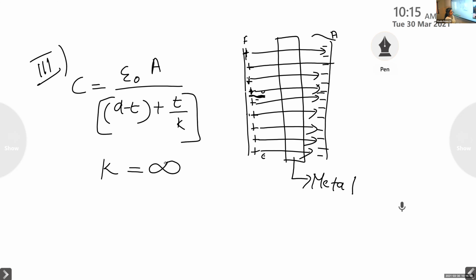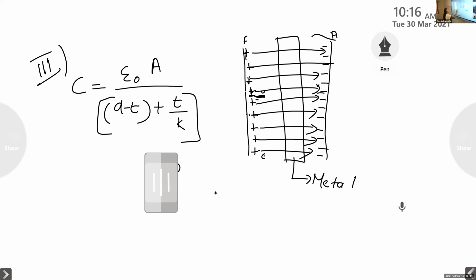Instead of a dielectric, if we are placing a metal, which is a conducting substance, it has the ability to pass an infinite number of electric field lines. Then the relative permittivity of the medium, the constant K, for metal becomes equal to infinity. Instead of dielectric, if we are placing a metal there, K becomes equal to infinity.